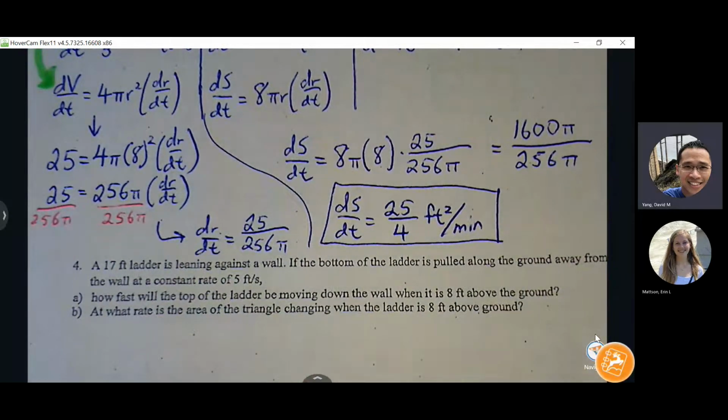Okay, was there any question with number 3? Okay, 4, hopefully we recognize this Pythagorean theorem problem.